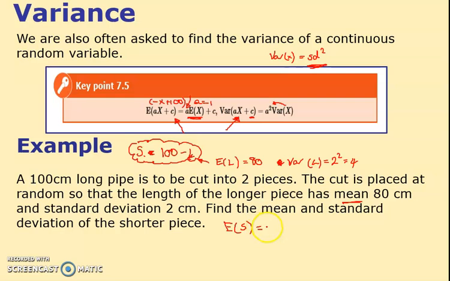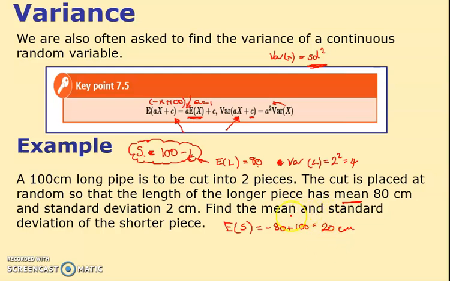It will be minus 80 plus 100. Now, look, see the answer. Its answer is 20. Is that a shock? We're expecting the longer piece to be 80. I'm saying we're expecting the shorter piece to be 20. It's not a shock. But it's interesting that we were able to use our approach to this problem.